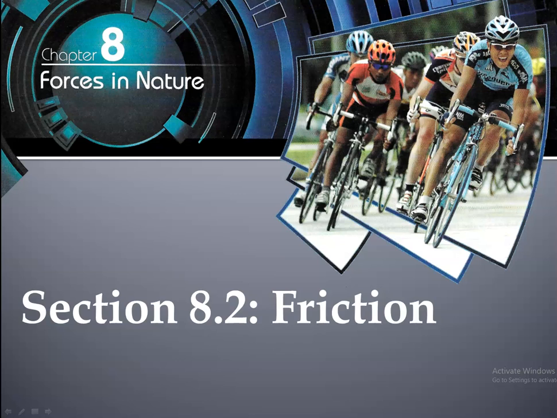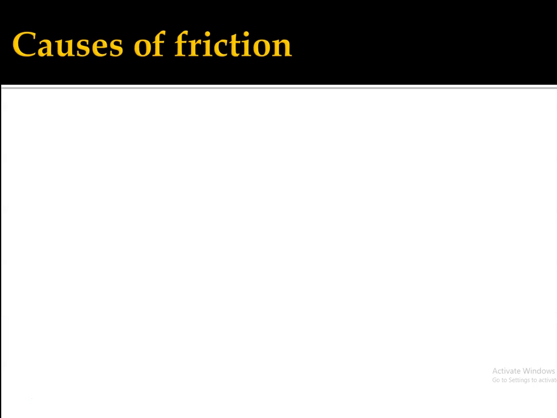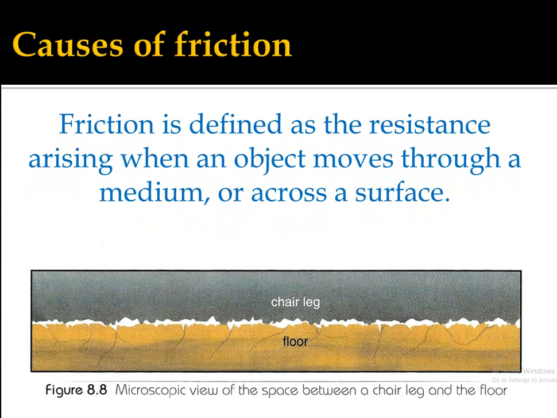This screencast will be covering section 8.2 out of your textbook, that covering friction. So let's get a definition of friction and understand a cause of friction. Friction is defined as the resistance arising when an object moves through a medium or across a surface.